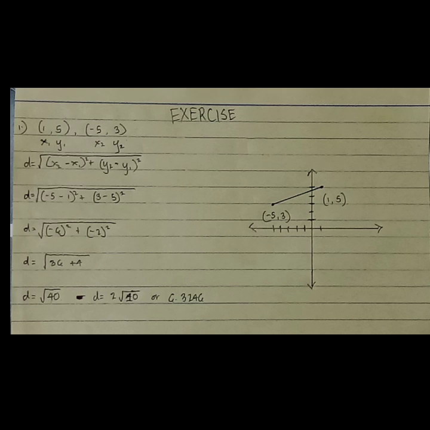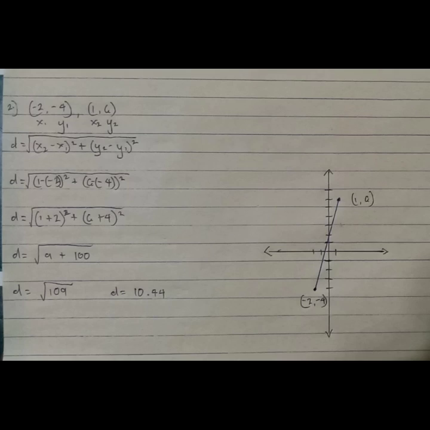So we need to substitute. So we have d is equal to the square root of (-5 minus 1) squared plus (3 minus 5) squared. So we get the square root of (-6) squared plus (-2) squared. So we have the square root of 36 plus 4, which is the square root of 40. So the square root of 40 is 2 square root of 10, and in decimal form that is 6.3246.